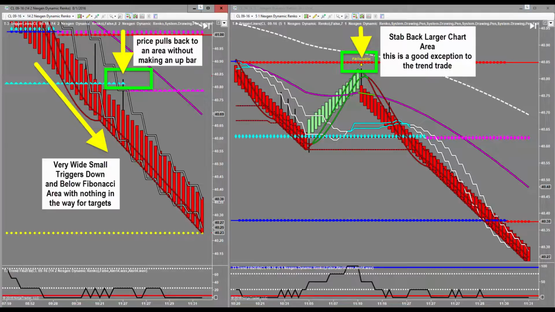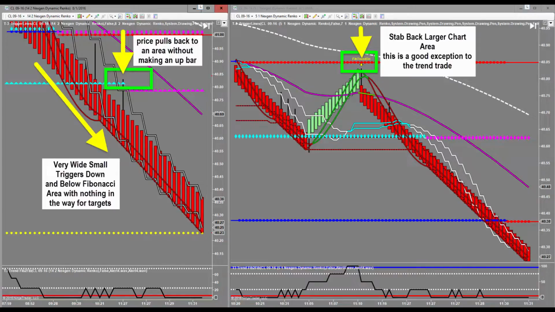This is almost a counter trend trade look on our smaller chart. The only reason I say it's counter trend trade is because our fib to fib oscillator has gone a little bit too far on the smaller chart. But with this stab back look on the larger chart, you can again continue to take trades in the downward trend direction. And not only do you get to the Fibonacci support, but obviously with the larger chart, you can see there was almost 50-60 ticks between the 40-80 area and down to the 40-25 area.